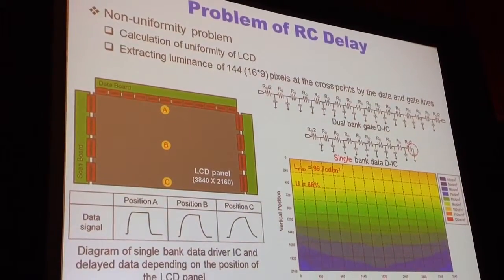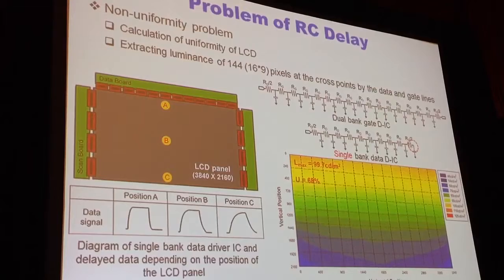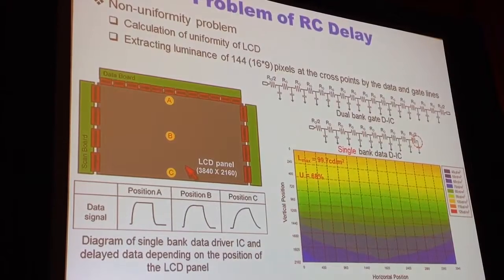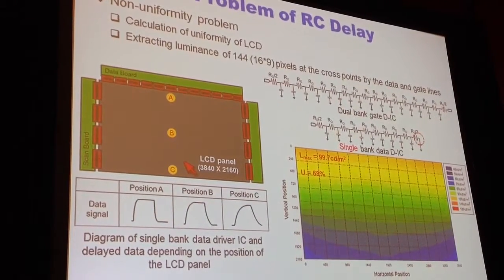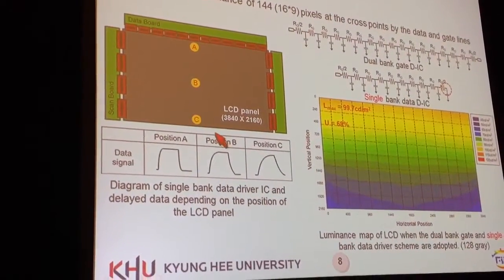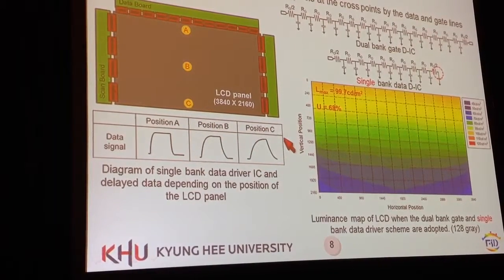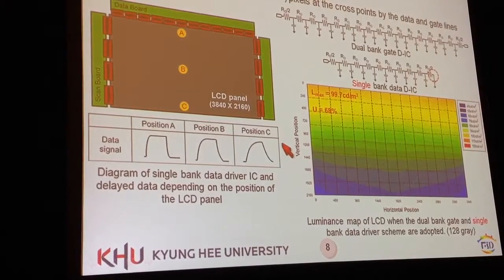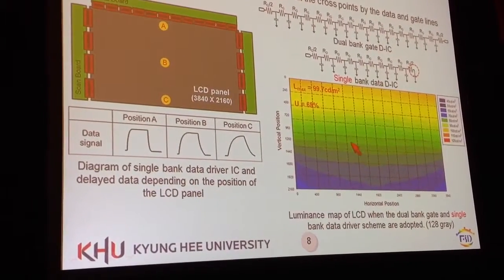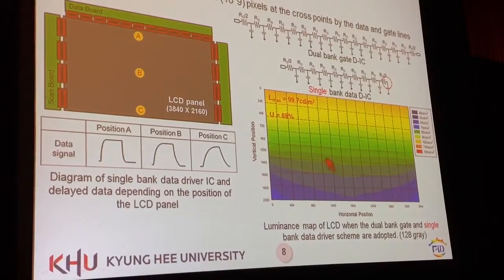However, it is quite another story when the single-bank data driver scheme is adopted. In this case, due to the absence of data driver ICs at the bottom, data signals are delayed severely by the heavy RC load of data lines. In the left one, it can be seen that the data signal at the bottom is distorted severely, like this. Finally, the pixels are charged by improper data voltages because of distorted data signals, as shown in the luminance map. Due to the heavy load lines, we can see that uniformity is decreased remarkably.